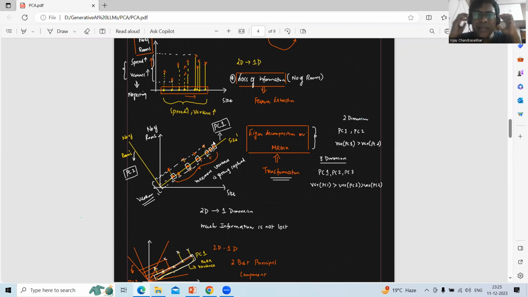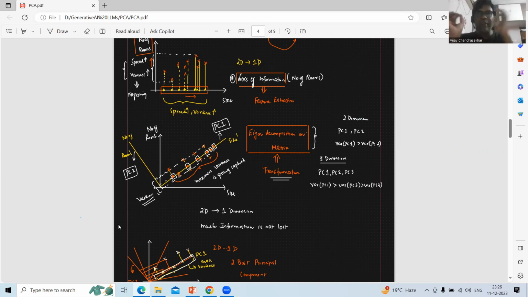So the point is, you have this new nice feature called size hat, which is an amalgamation of number of rooms and size. You have all your points now marked on size hat, which is a new feature. But in the process, you would have lost some information. Why? Because you've reduced the dimension. Right? So there could be some information somewhere that you would have lost. But in the grand scheme of things, maybe it doesn't matter.